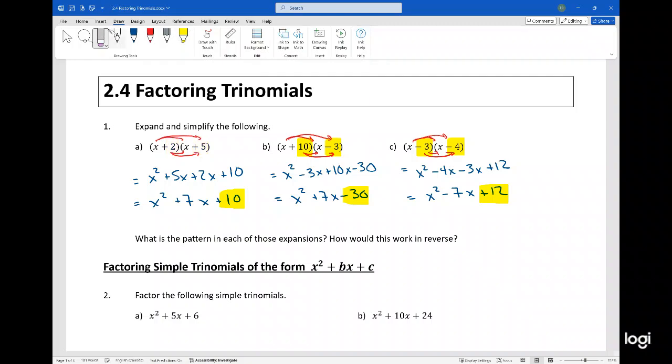Now I'm going to just take those out for a sec. And I want you to notice that this number here is equal to the sum of the two numbers, 2 plus 5. 7 is 10 minus 3, and negative 7 is negative 3 minus 4. So in all of these, it seems like the last number is the two numbers multiplied together, and the middle number, the one in front of the x, is the two numbers added together. So we're going to use that pattern to try and factor these out.